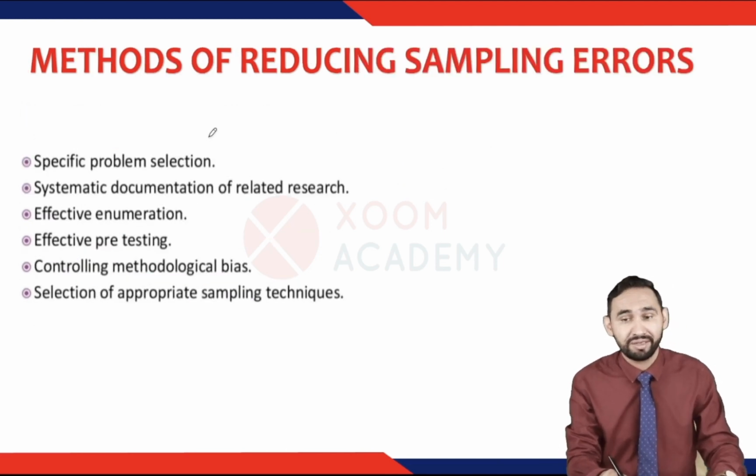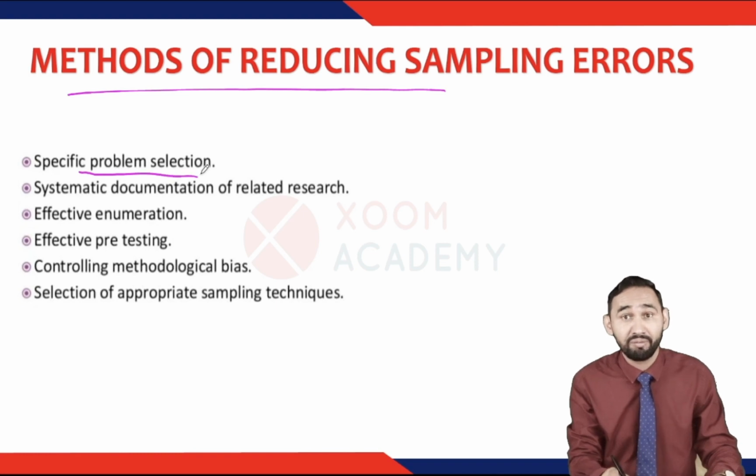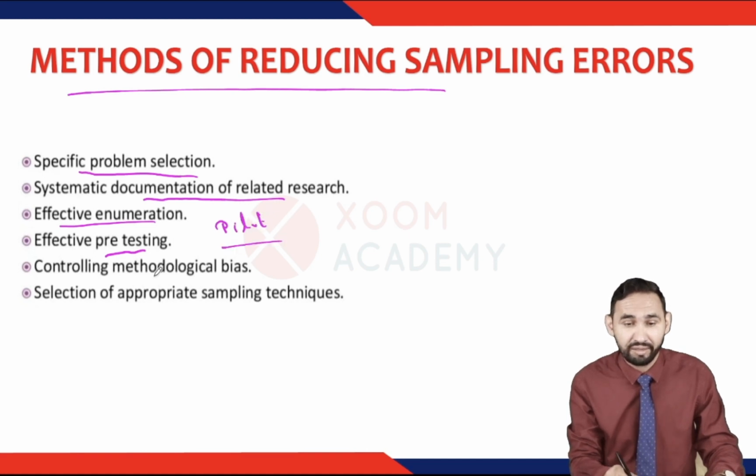And there are certain methods by which we can reduce sampling errors. Specific problem selection: the problem selected should be specific. There should be documentation at every stage. Then effective enumeration, and pre-testing or pilot study. We do a pilot study or pre-testing.